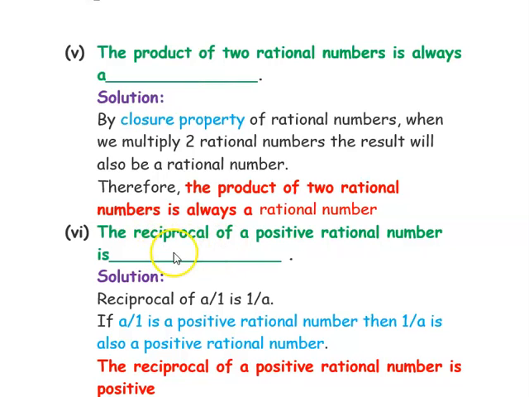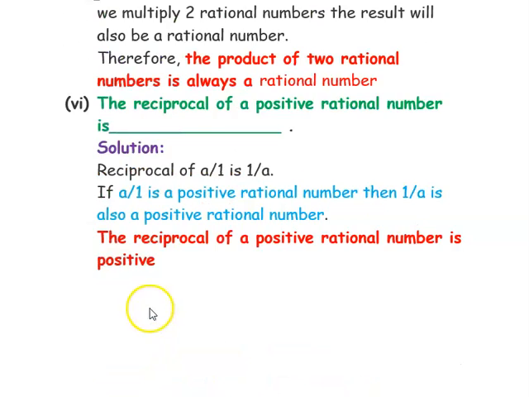So, next question is the reciprocal of a positive rational number is dash. Suppose you are taking a as a rational number and that a is a positive number, then its reciprocal we can write as 1 divided by a. So, that will also be a positive number. So, reciprocal of a positive rational number is always a positive rational number.